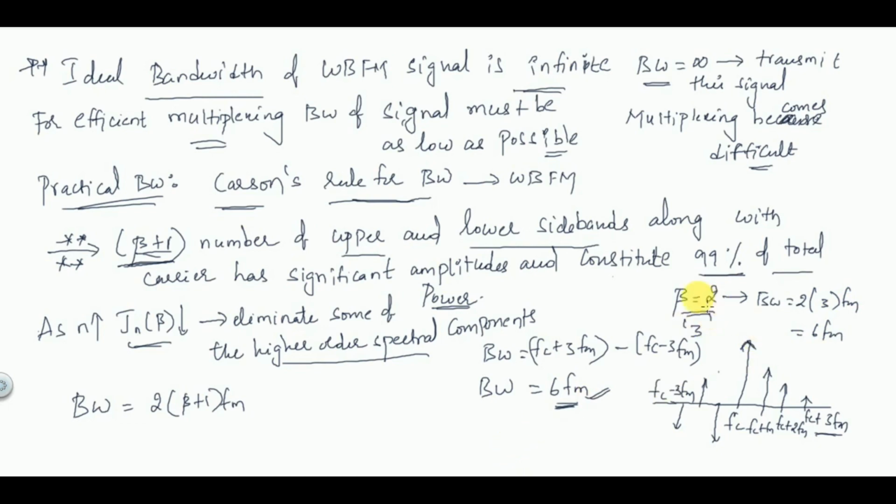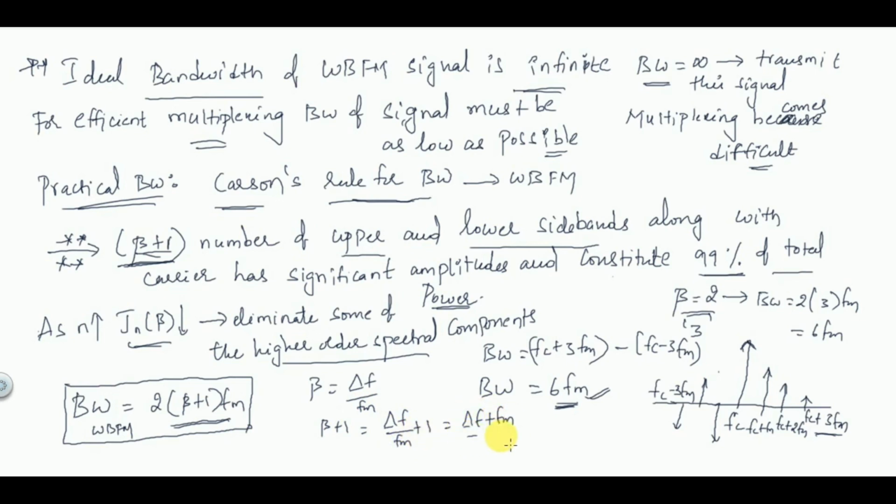This is for beta equal to 2, and in general, for any value of beta, the bandwidth in the case of a WBFM signal is 2 into beta plus 1 into FM. And what is beta again? Beta is equal to delta F by FM. So beta plus 1 can be written as delta F by FM plus 1, which is delta F plus FM by FM. So the bandwidth formula 2 into beta plus 1 can be written with delta F plus FM, and this FM and this FM get cancelled out. The final answer is 2 into delta F plus FM.